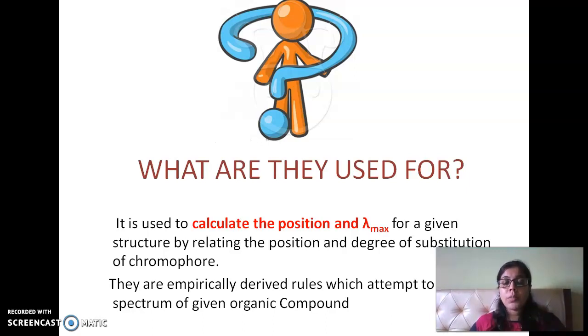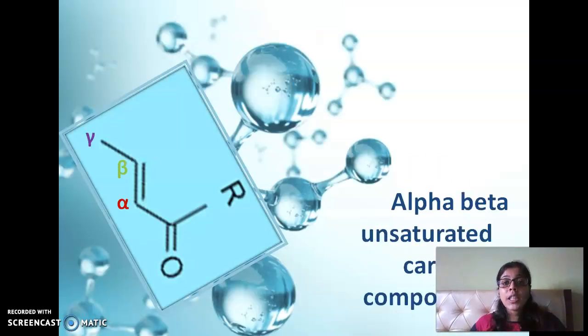So theoretical estimation of lambda max of the organic compounds was predicted and done by Woodward Fisher using the rules. In the last video we saw Woodward Fisher rules for unsaturated dienes. Today we are going to see the Woodward Fisher rules for alpha beta unsaturated carbonyl compounds.